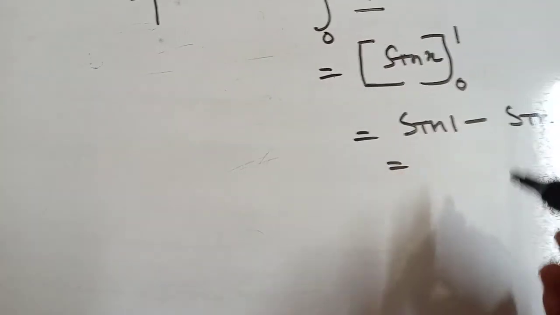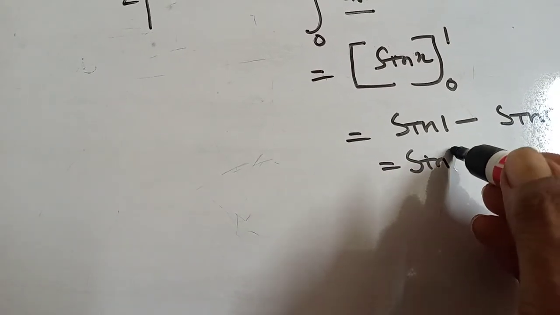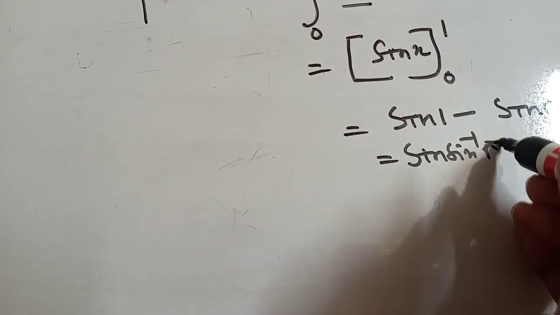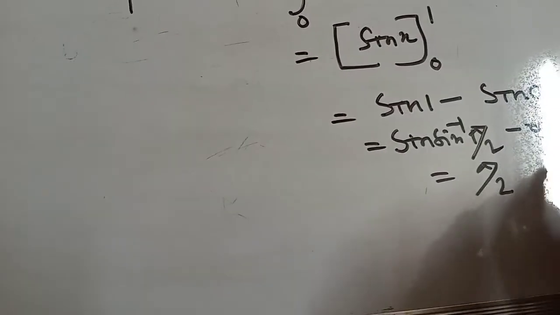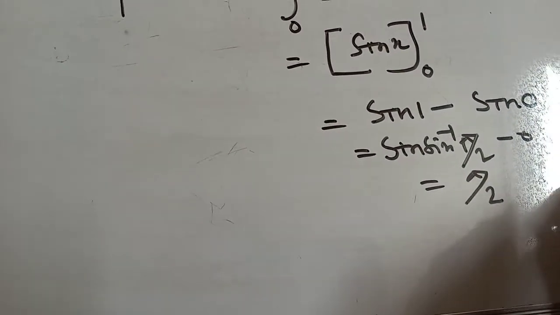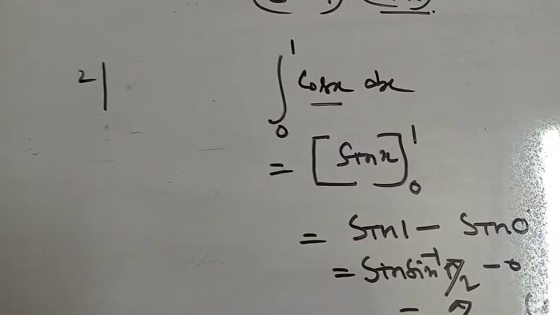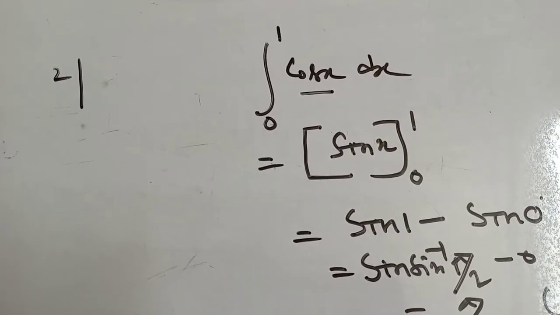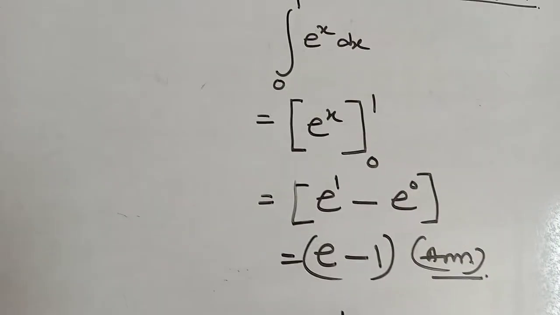Sin 1 means 90 degrees. That means sin of sin inverse 1, pi by 2, minus 0. Then it will be pi by 2 minus 0. That is pi by 2. This is the answer. Sin 0 is 0 and sin 1 means 90 degrees. This is the same case. If it comes in x terms, then also the same.